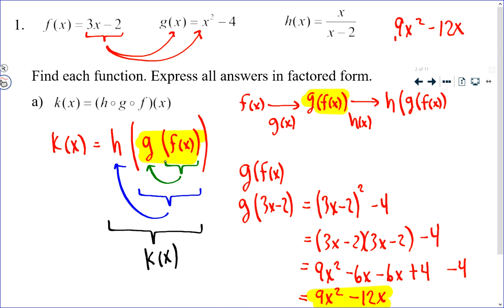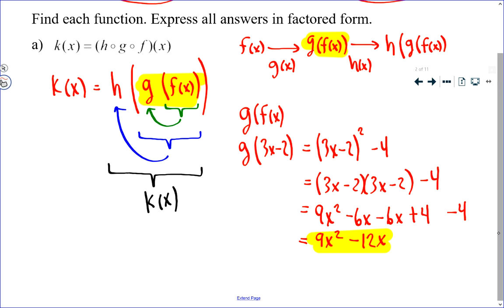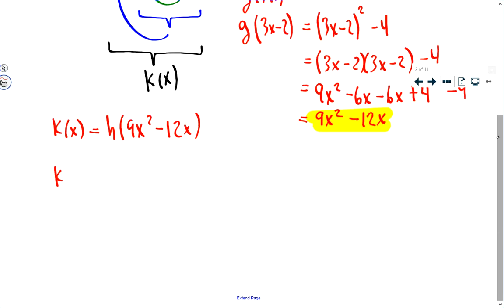That now has to go in for x in h. So k of x now will be h of 9x squared minus 12x. So k of x is h of 9x squared minus 12x.